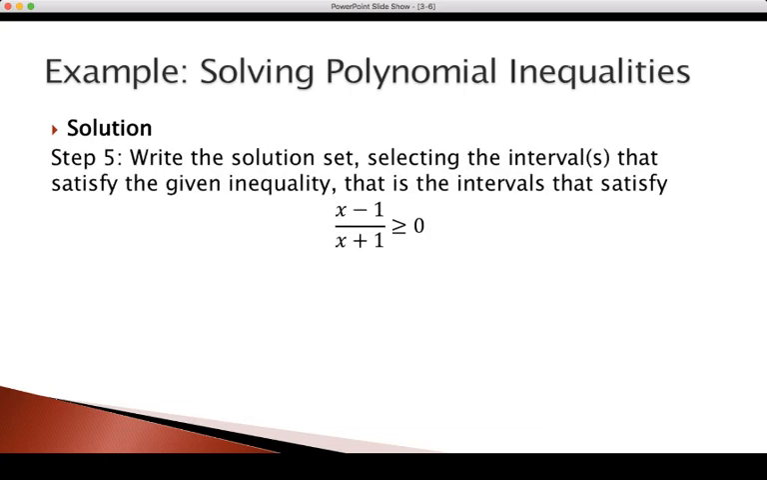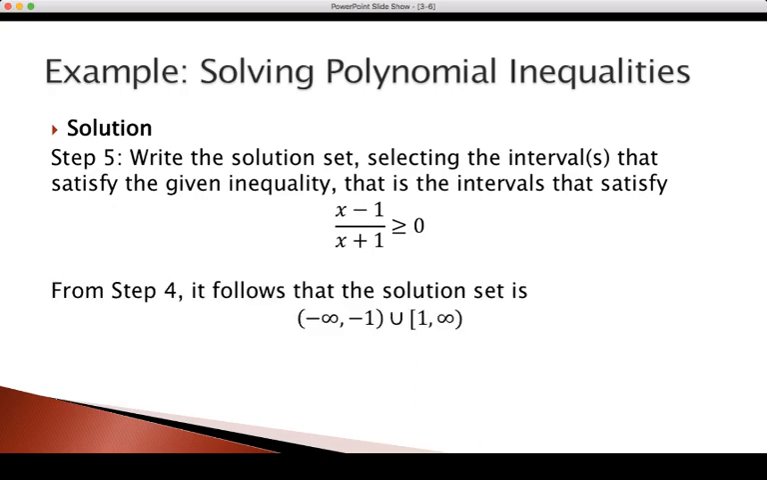Now, we've been tasked with writing the solution set, selecting the intervals that satisfy the given inequality. That is, the intervals that satisfy this. From step 4, it follows that the solution set is negative infinity comma negative 1 union 1 to infinity. Now notice here, we have a bracket on this interval 1 to infinity. That's because if you plug 1 into our inequality, you get 0 over 2, which is equal to 0, which satisfies our inequality. When you have a less than or equal to, you need to check the endpoints to see if they satisfy the inequality or not.